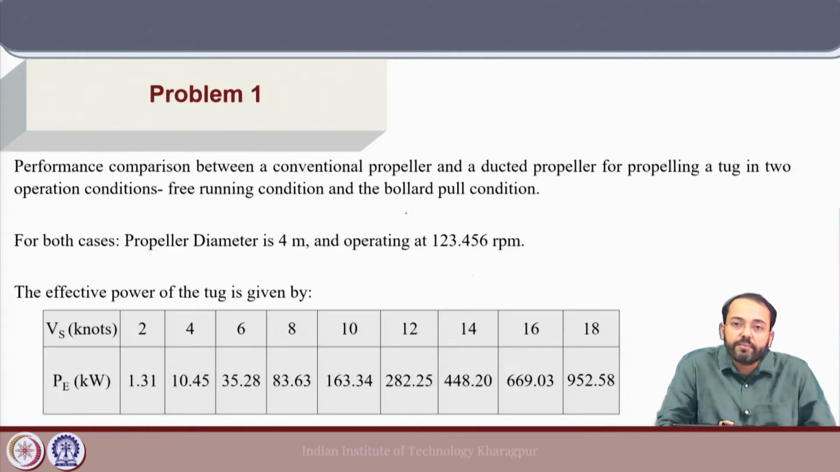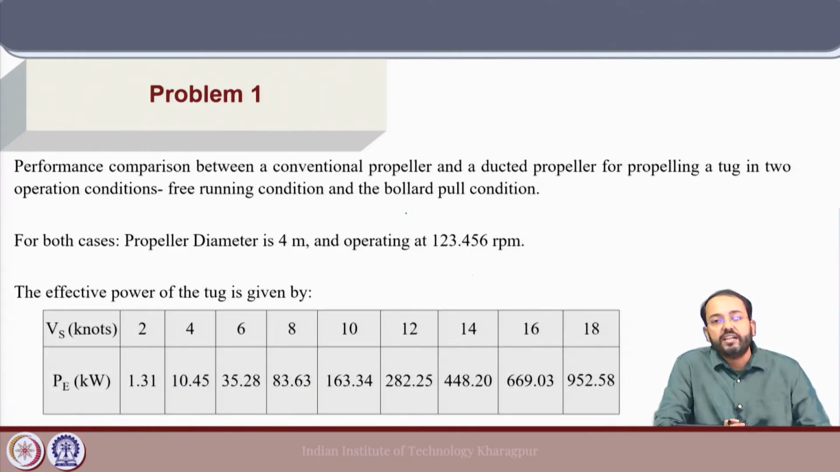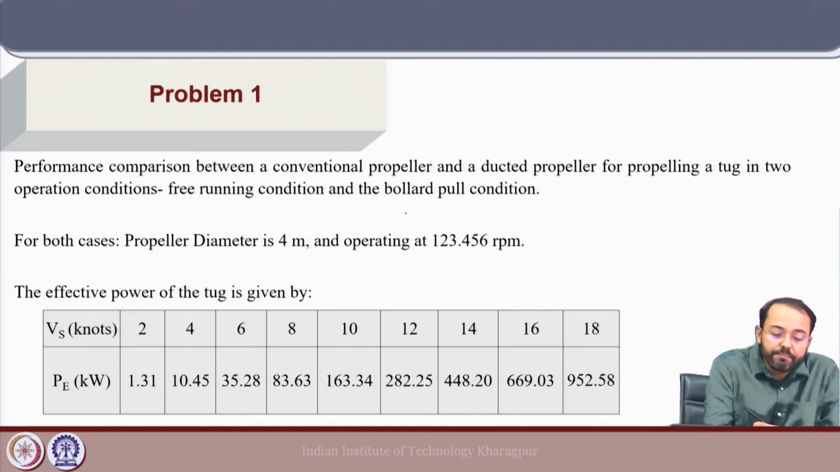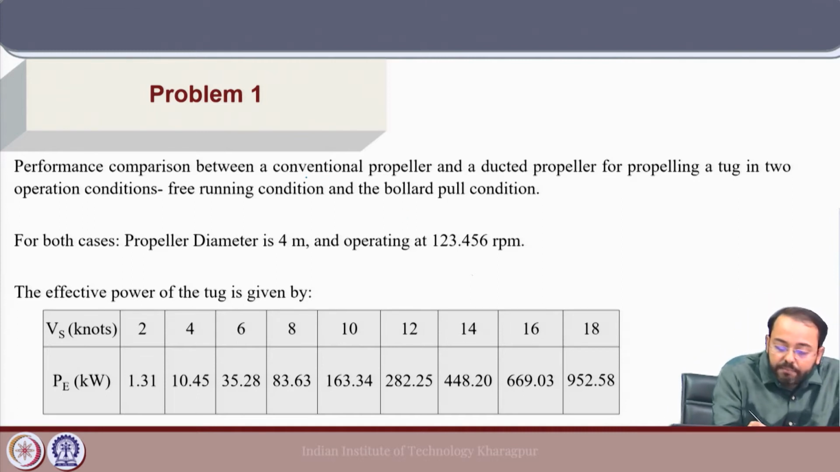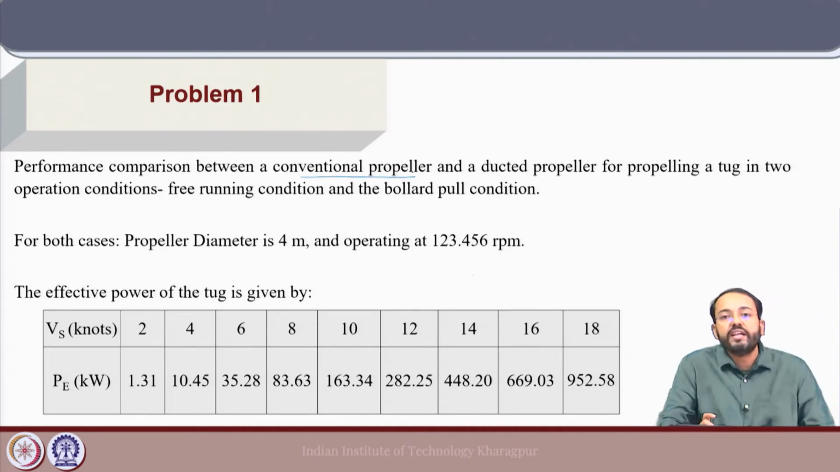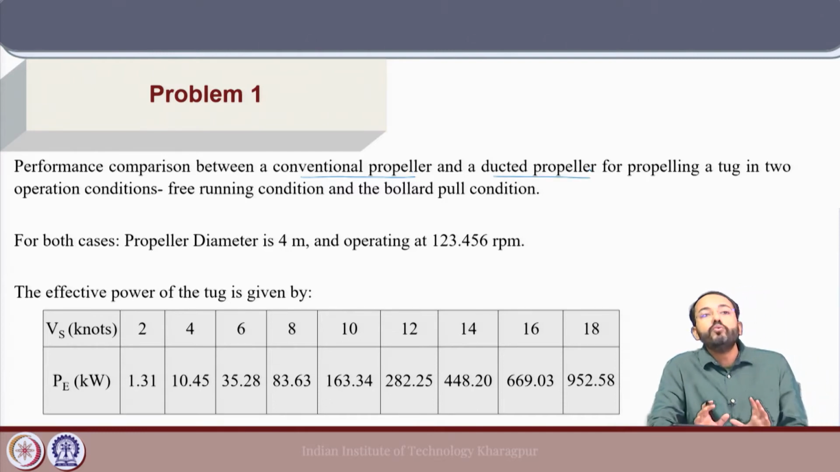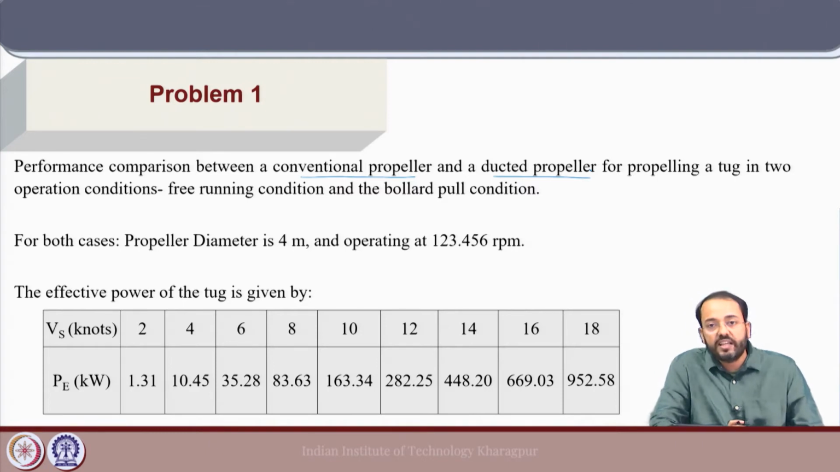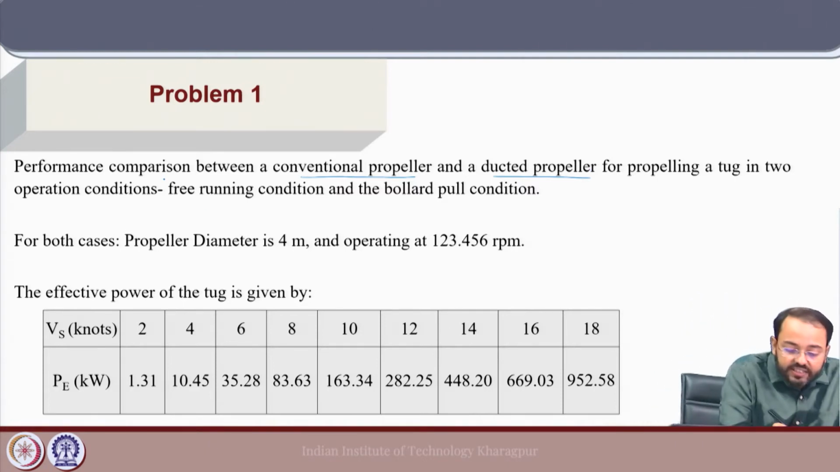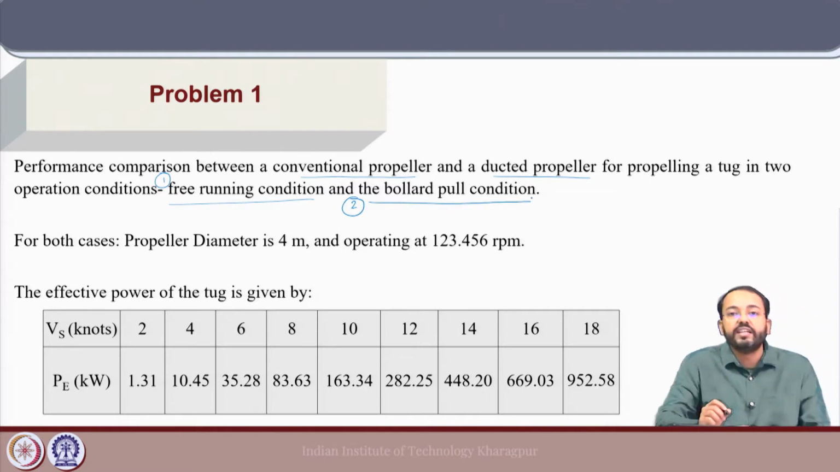For the first problem, we are given a tug for which we have to do a performance comparison between a conventional propeller and a ducted propeller for two different operation conditions. One is the free running condition and number 2 is the bollard pull condition.